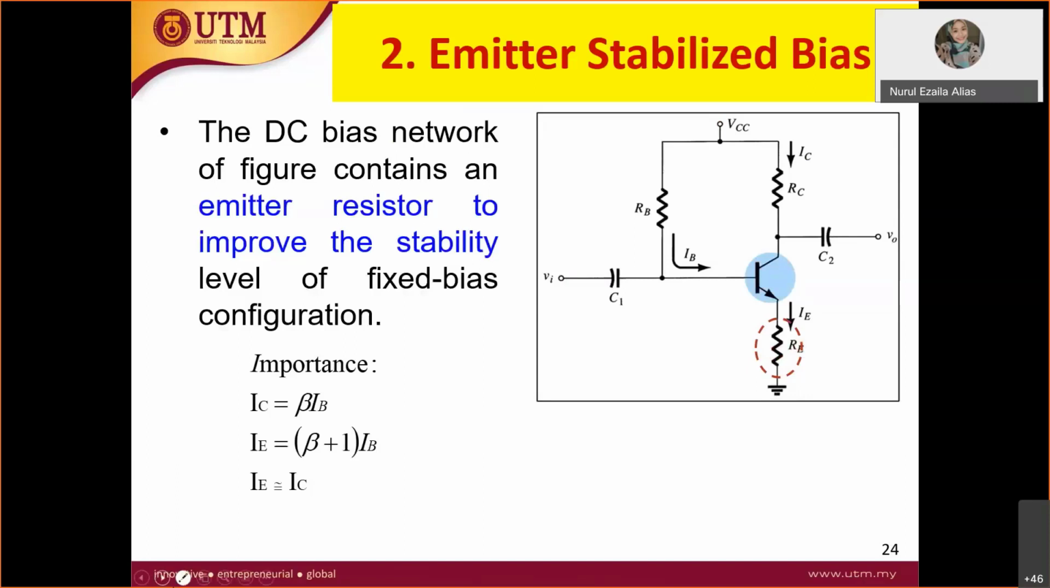As you can see, if I write again the notation, you have base, collector, and emitter. At the emitter you have a resistor. Therefore your KVL will be a little bit different from the previous one. From here to here you have VE and also VCE. So in here, the emitter resistor. Why do we put the emitter resistor? Because we want to improve the stability level of the fixed bias configuration.